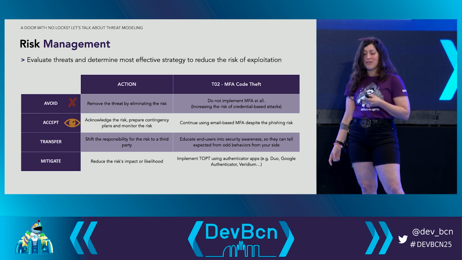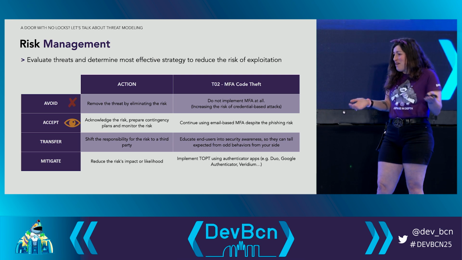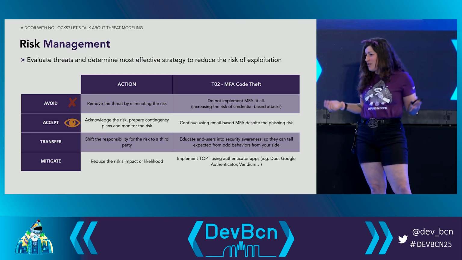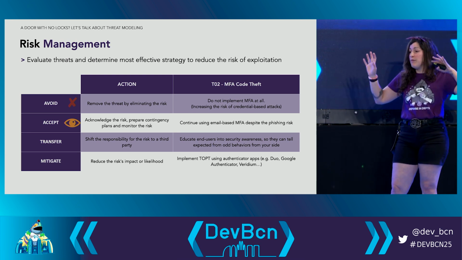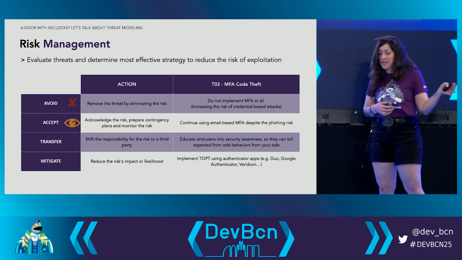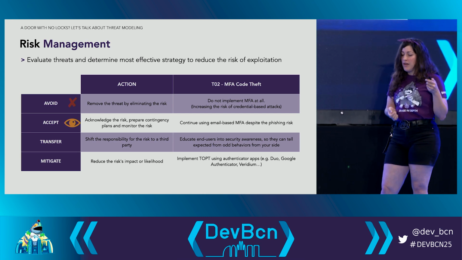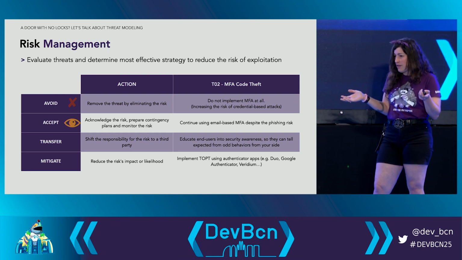You can accept the risk. You can acknowledge, okay, MFA through email happens. It's widely used in the industry. I'm not going to overthink it. You are going to be prepared to act in the event that a user gets their account hijacked, and you are going to monitor the risk, etc. So you are going to continue using MFA. It's totally fine if you don't have any other option.